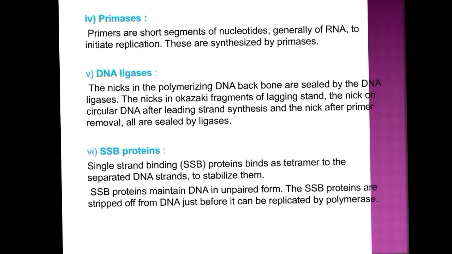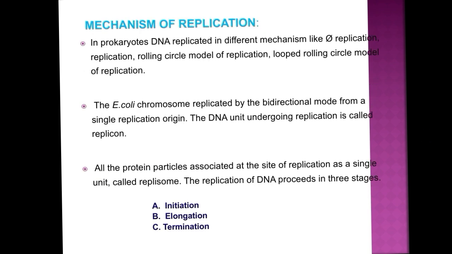Sixth one is single stranded binding protein. This protein maintains the DNA in unpaired form. The SSB proteins are stripped off the DNA just before it is replicated by polymerases.